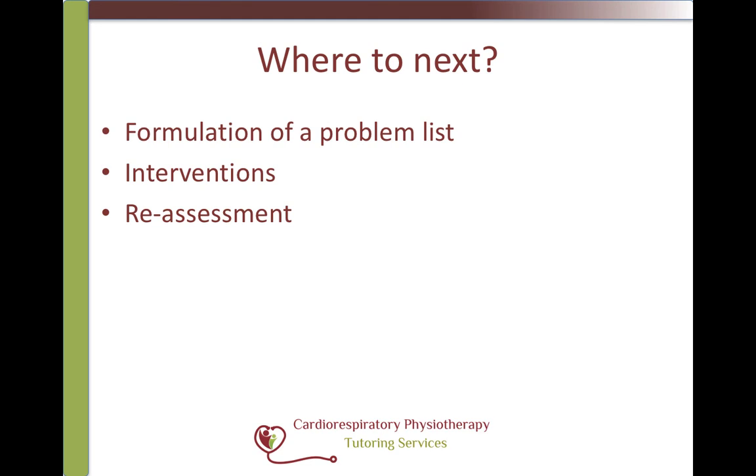Now we know how to assess our patient and how to identify from those assessment findings what cardiorespiratory impairments our patient might have. Now we need to take that information and put it into a treatment plan. The way we do that is by formulation of a prioritised problem list, and then matching our interventions to those problems. We talk through how to do that in our next presentation, Clinically Reasoning the Cardiorespiratory Physiotherapy Patient.